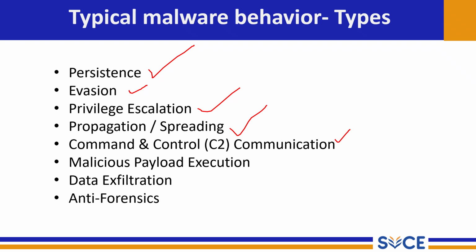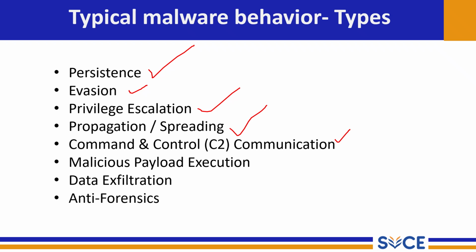And next one is botnet activities. The infected systems may be incorporated into a botnet, a network of compromised computers which can be controlled by a single attacker. A botnet can be used to launch distributed denial of service attacks, send spam emails, or perform other malicious activities. Okay, so this is command and control communication.